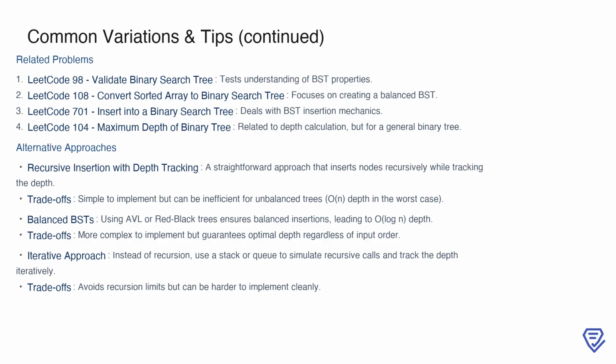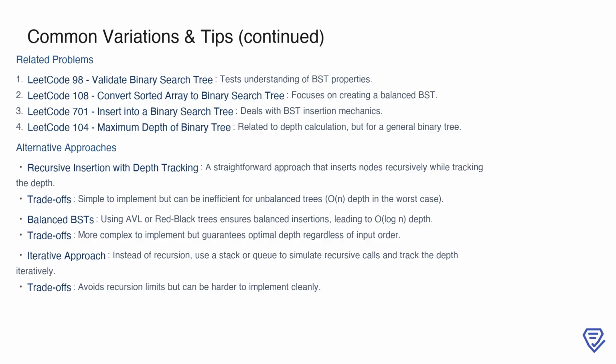In terms of alternative approaches, you could use recursive insertion while tracking depth. This method is simple to implement but can become inefficient in the case of unbalanced trees, where the depth might reach O(n) in the worst case. A more sophisticated option is to use balanced BSTs like AVL or red-black trees. These ensure that the tree remains balanced during insertions, keeping the depth at O(log n). The trade-off, of course, is the increased complexity of implementation.